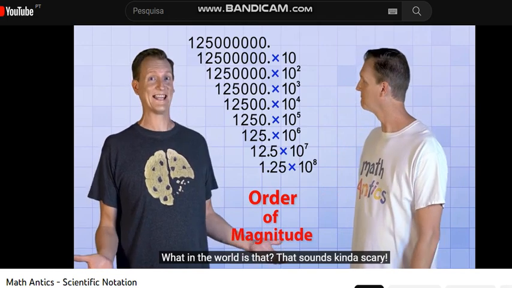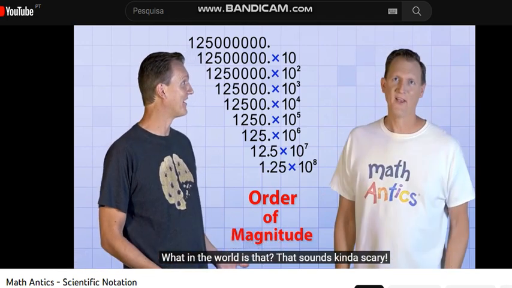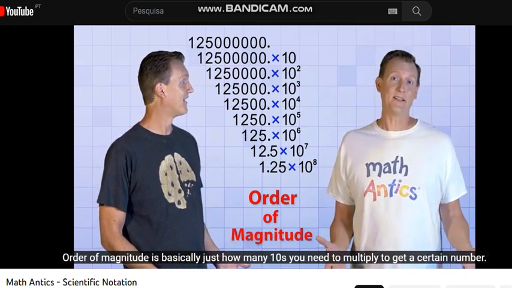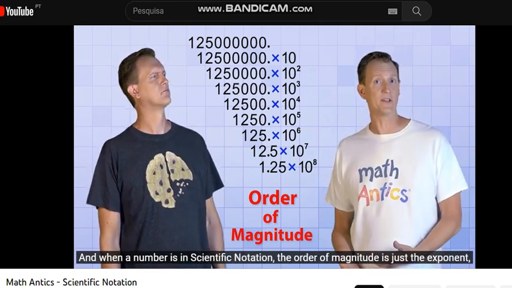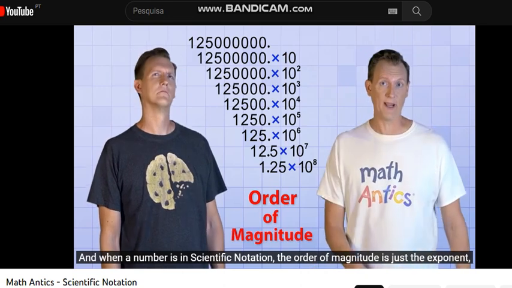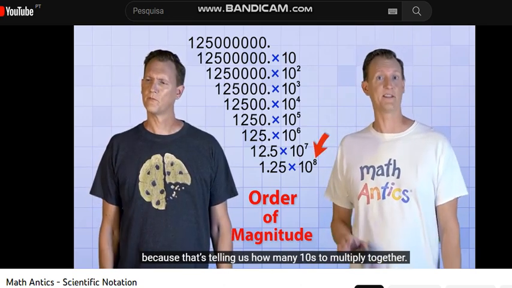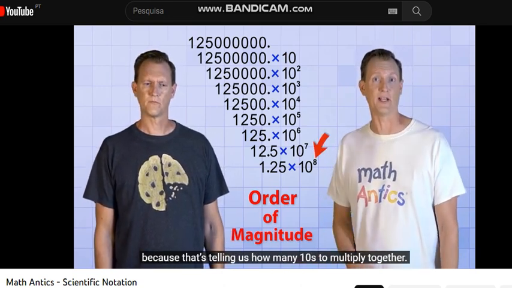What in the world is that? That sounds kind of scary. Order of magnitude is basically just how many tens you need to multiply to get a certain number. And when a number is in scientific notation, the order of magnitude is just the exponent, because that's telling us how many tens to multiply together.